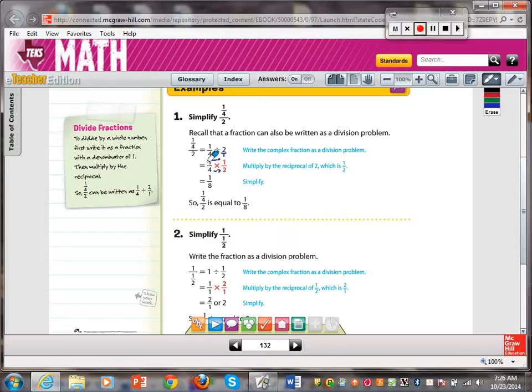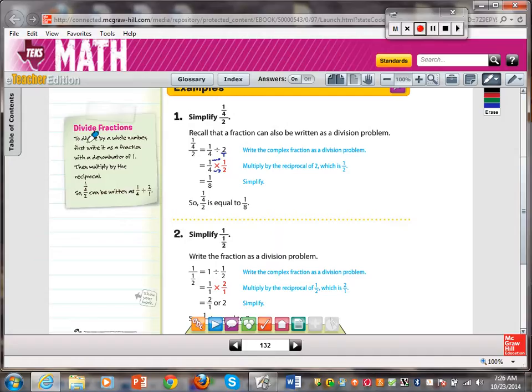denominator. In this case, 1 times 1 is 1, and 4 times 2 is 8. This is how simple it is. Now, we can say that 1/4 divided by 2 is equal to 1/8. That's very, very simple. Let's look at our side notes here.